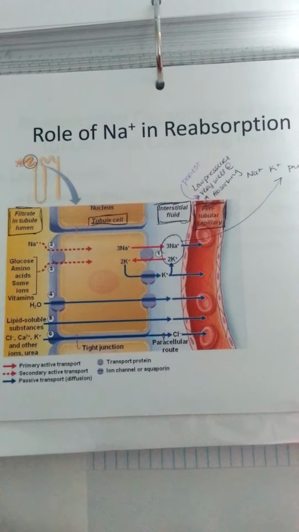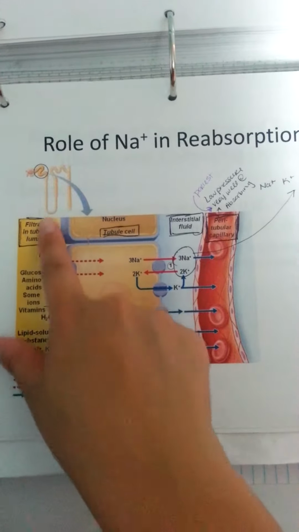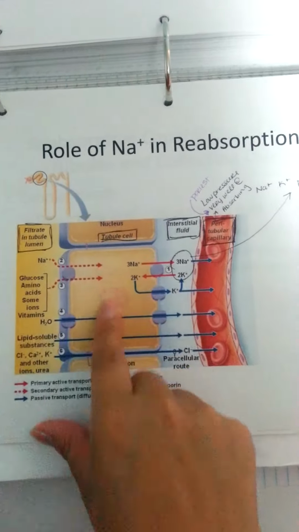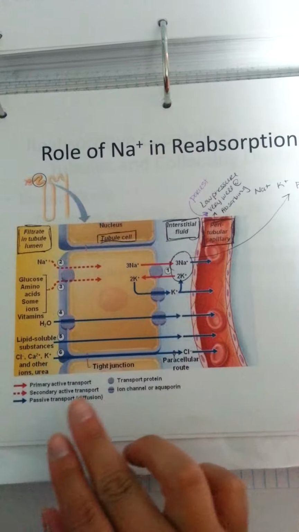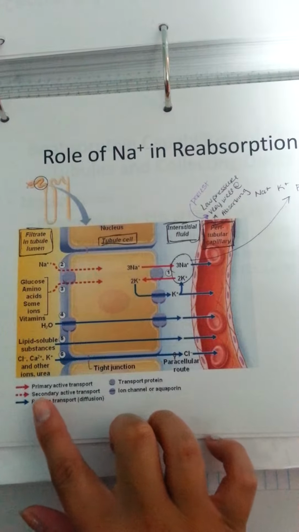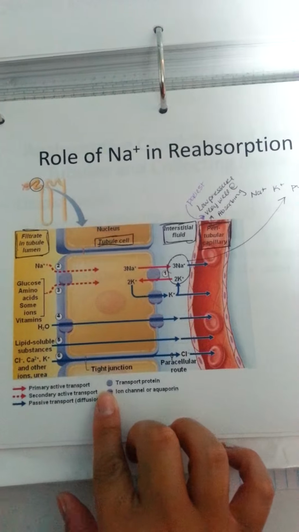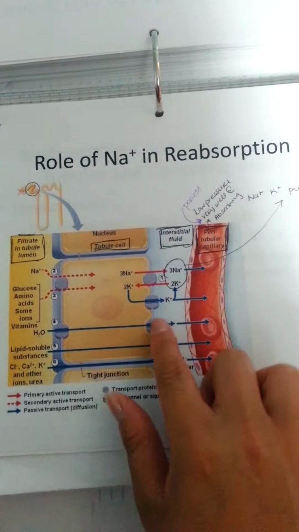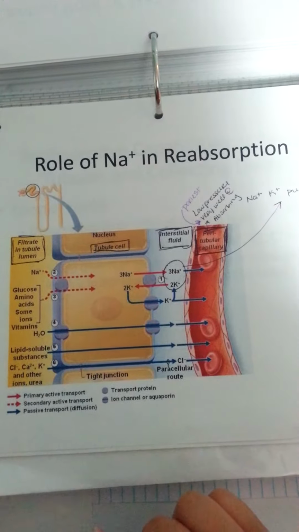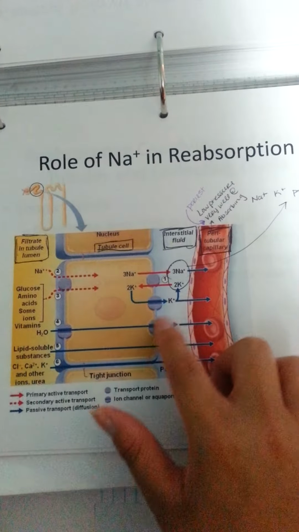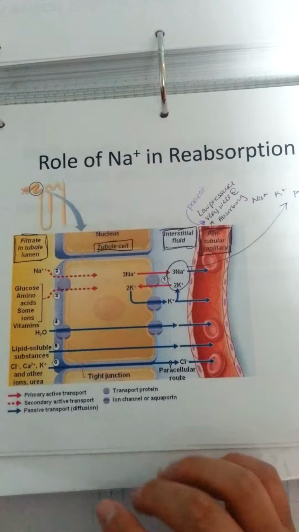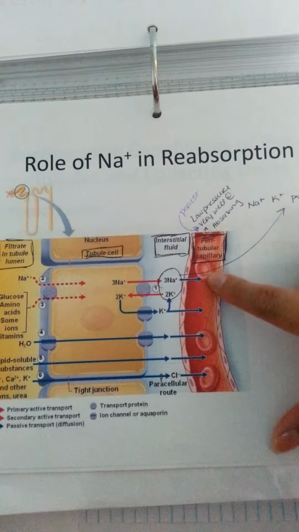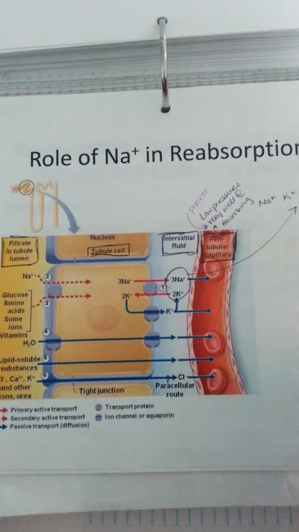We have here a diagram for us, and as you can see, this is the proximal convoluted tubule right here, an enlargement here. In red, we have the primary active transport. In the red dotted line, we have the secondary active transport. Blue is passive transport, basically diffusion. And of course, these big bulbs right here are the transport proteins, and then these are the ion channels, or aquaporins.